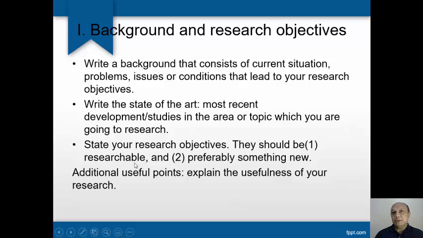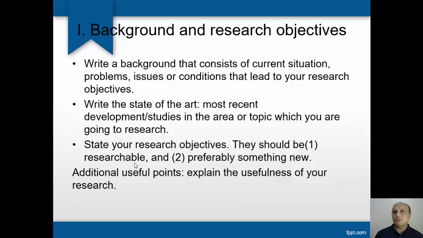By researchable, I mean it should be done through research. You cannot state a research objective like this. What is the definition of emoticon? Now, that is not a good research objective because you don't need to do research to answer that research objective, right? You simply need to look at the dictionary, look the word emoticon up in the dictionary, and then you find it. And then that's it. No research is necessary.